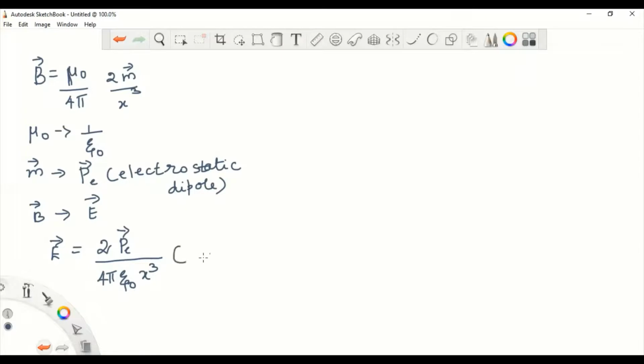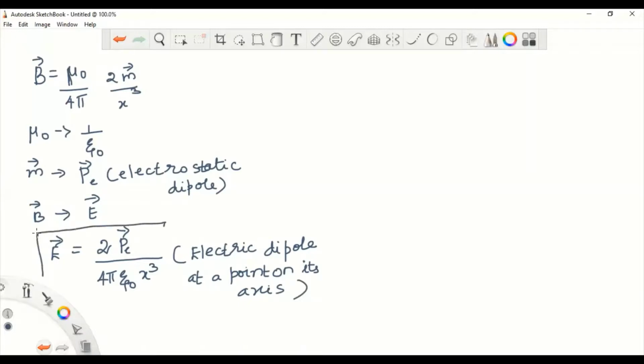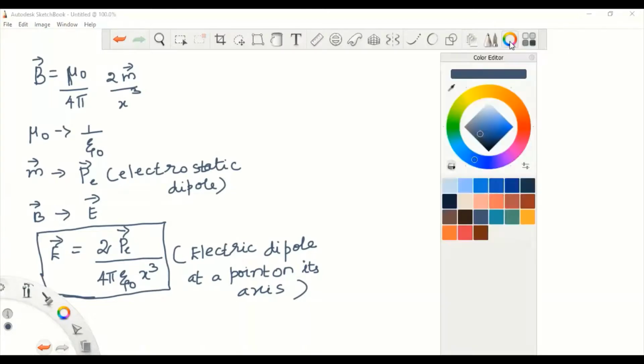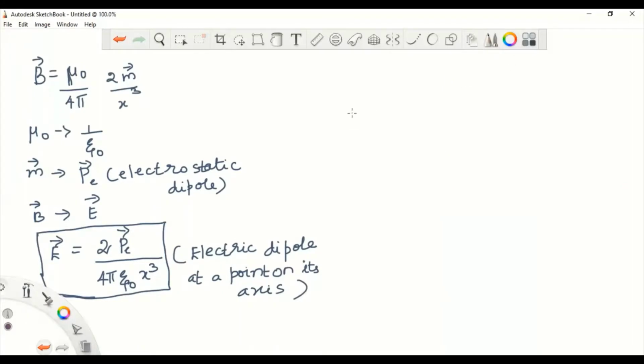Electric dipole at a point on its axis. Hope all of you remember this. This is a very important relation.